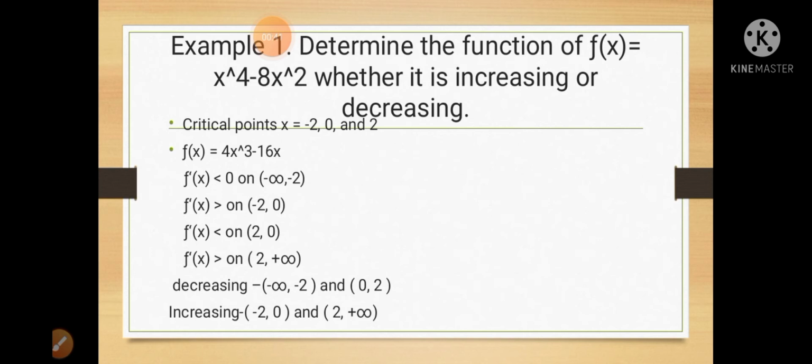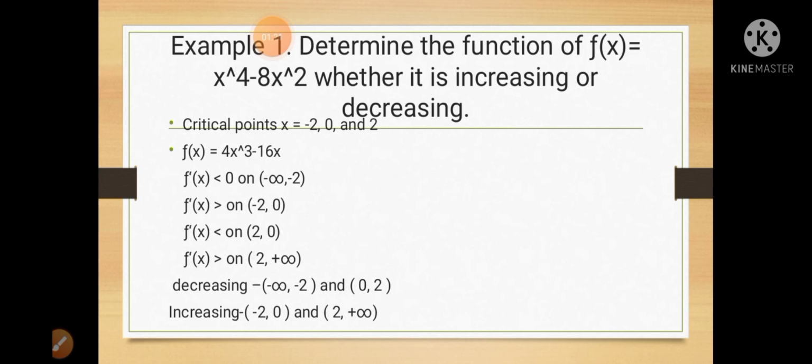So, testing all intervals to the left and right of these values for f'(x) = 4x^3 - 16x, you can find that f'(x) is less than 0 on negative infinity to negative 2. f'(x) is greater than 0 on negative 2 to 0. f'(x) is less than 0 on 0 to positive 2. f'(x) is greater than 0 on positive 2 to positive infinity.